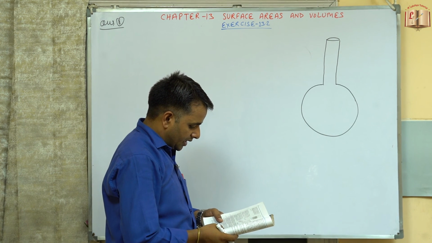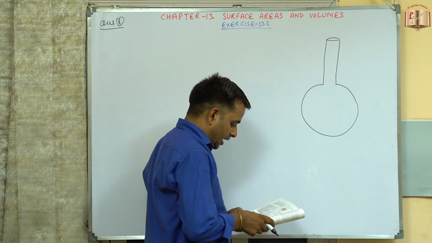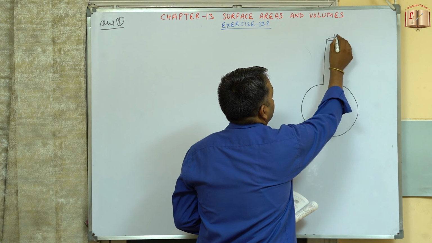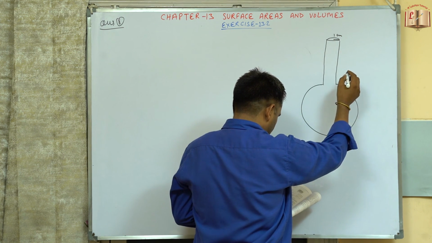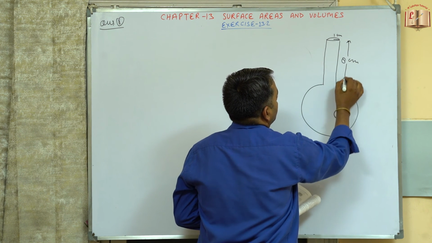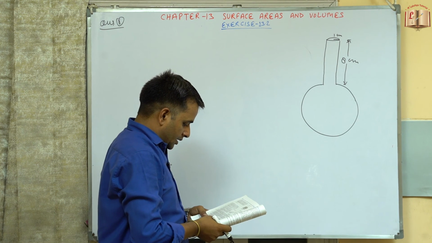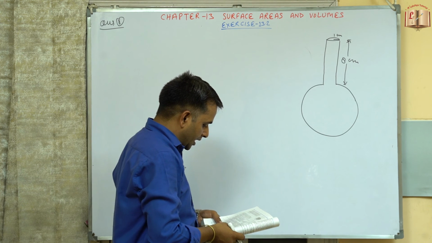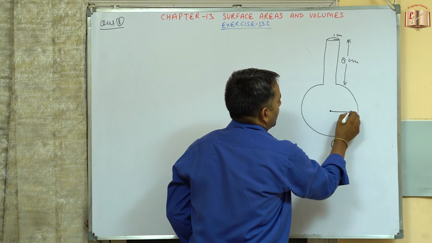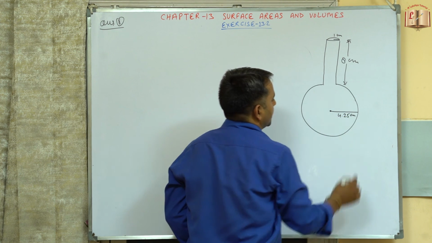So a spherical glass vessel has a cylindrical neck 8 centimeter long and 2 centimeter in diameter. So this is 1 centimeter as the radius and this is 8 centimeter long. So only the cylindrical length is 8 centimeter. The diameter of the spherical part is 8.5 centimeter. So diameter is 8.5, so this will be 4.25 centimeter as radius.